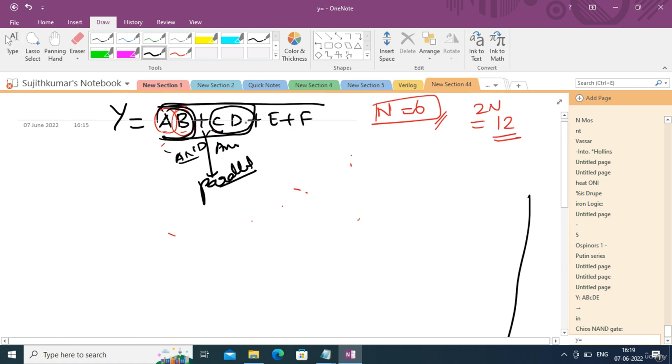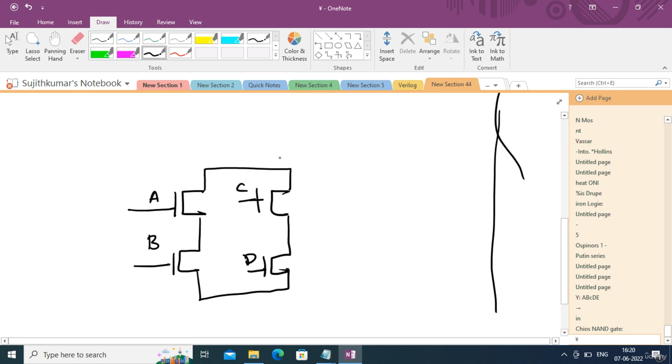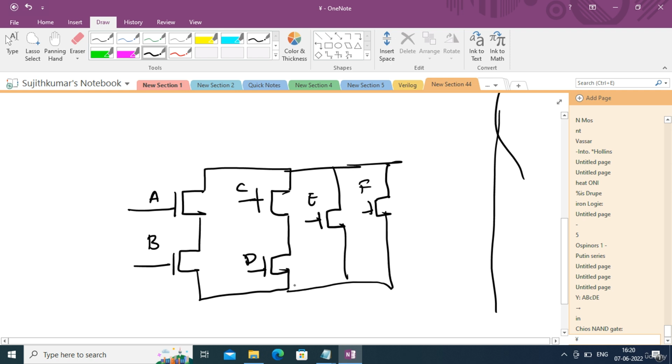And this is in turn parallel with E and parallel with F. So you can put one more transistor which is parallel with these two, and you can put another transistor which is parallel with these three, right? So you have to couple everything. Couple the source and drain, that will become parallel. Connect the source of one transistor to the drain of another transistor, that will become series, right? That's the simple idea. I hope you understood this.